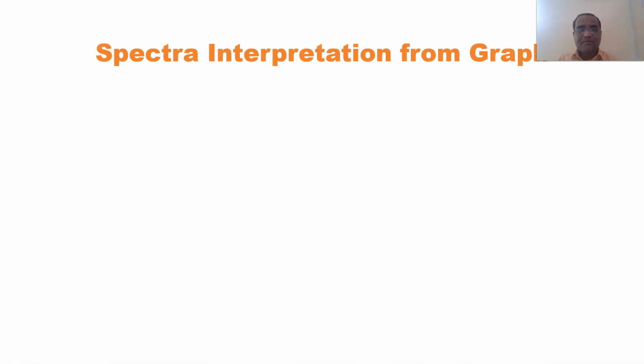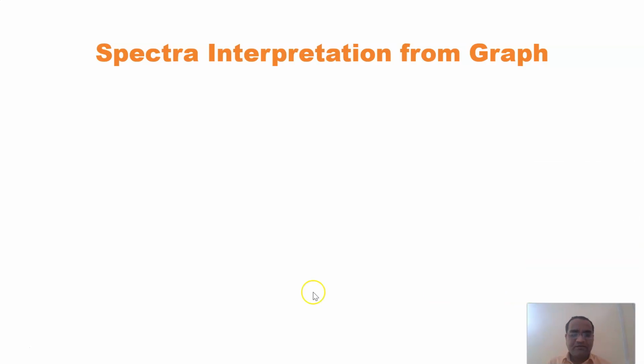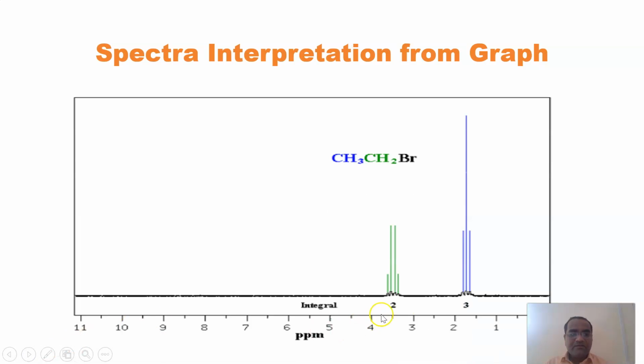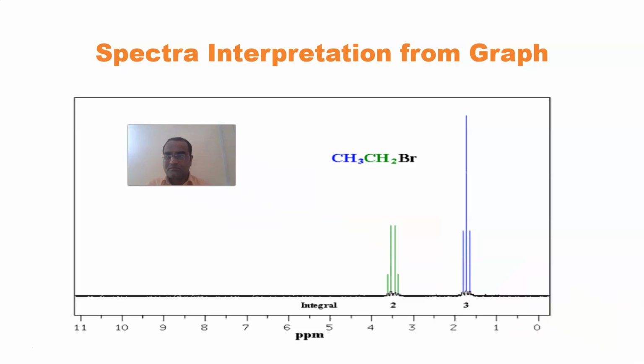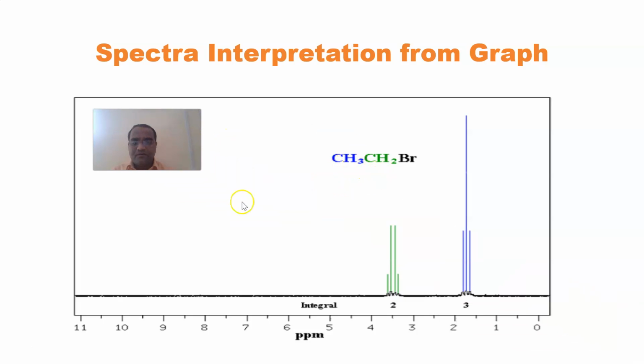Now we'll see some examples of how spectra actually look, and after that we will come towards some problems. Whenever a spectrum is recorded, it will show some types of signals. Signals start from singlet, doublet, triplet and so on. Depending on the n+1 rule, it will show the type of signal.